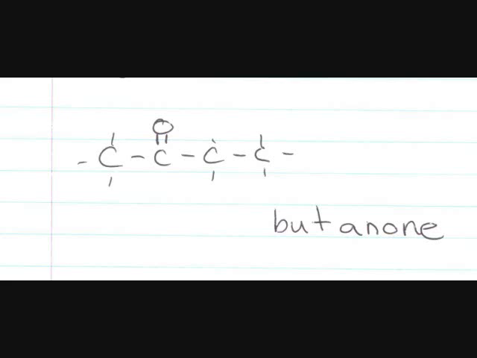What molecule is this? Acetone? It's a ketone. Double bonded oxygen off a central carbon. Now, how many carbons? 4. Bute. What about the bonds? And what's the ending for ketone? Butanone.